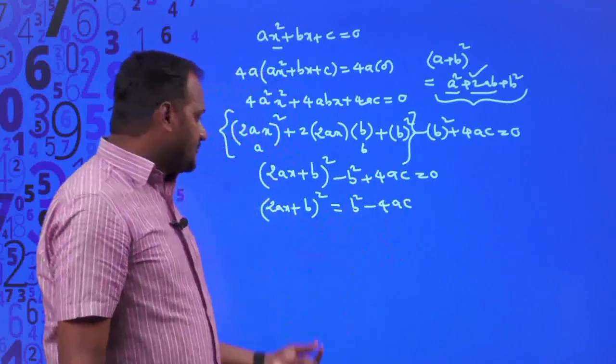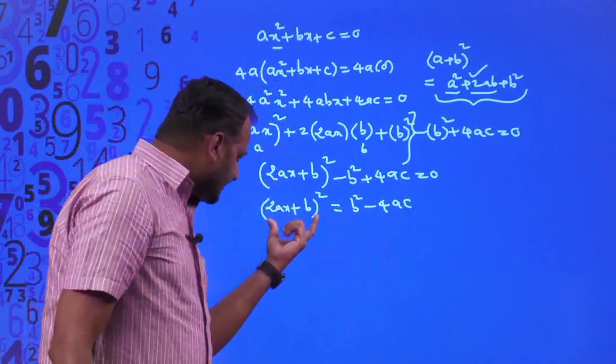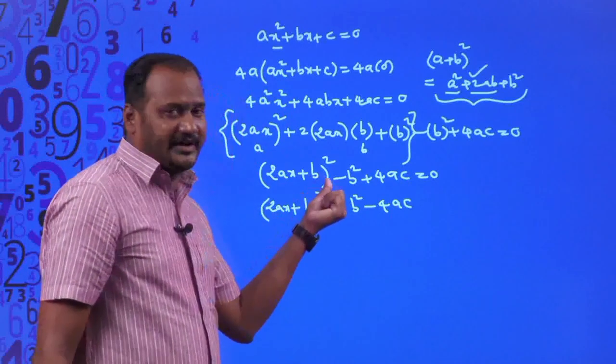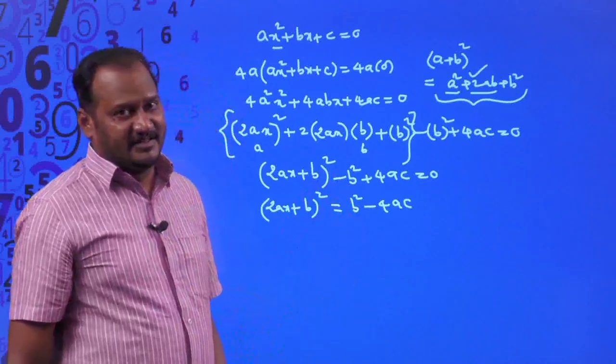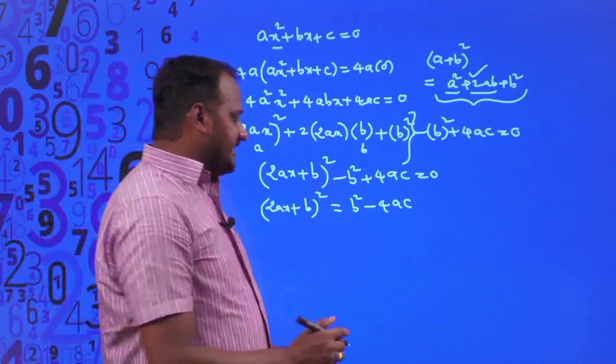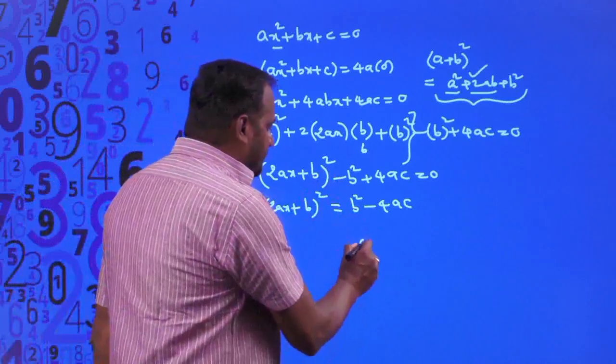Right? Since we want x, x is located here, but this term has a square. So when you remove the square, what has to be done? Here we generally say, for example, x square is equal to 4.